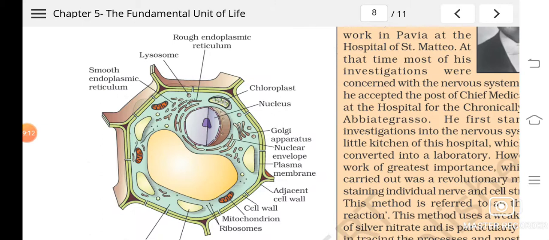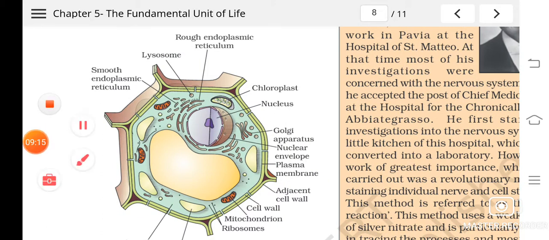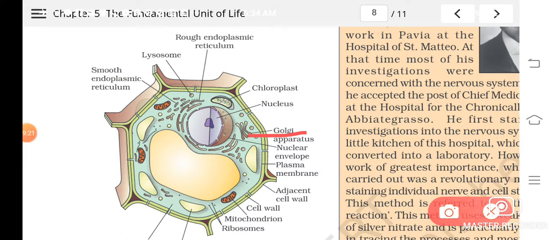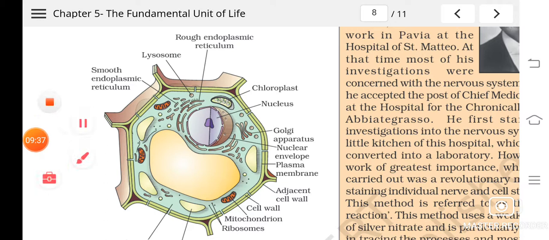So what are the main functions, or where can you find this? See, this is a plant cell, and you can see here the Golgi apparatus. They are arranged parallel to each other, isn't it? Here three membranous flat sac-like structures are shown, arranged parallel to each other, near the endoplasmic reticulum. You can see here RER and SER. So near to them they are arranged. Is it clear?